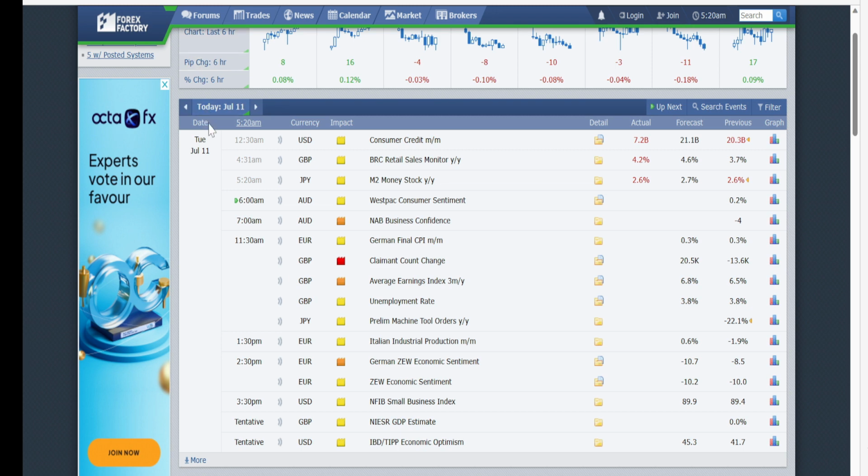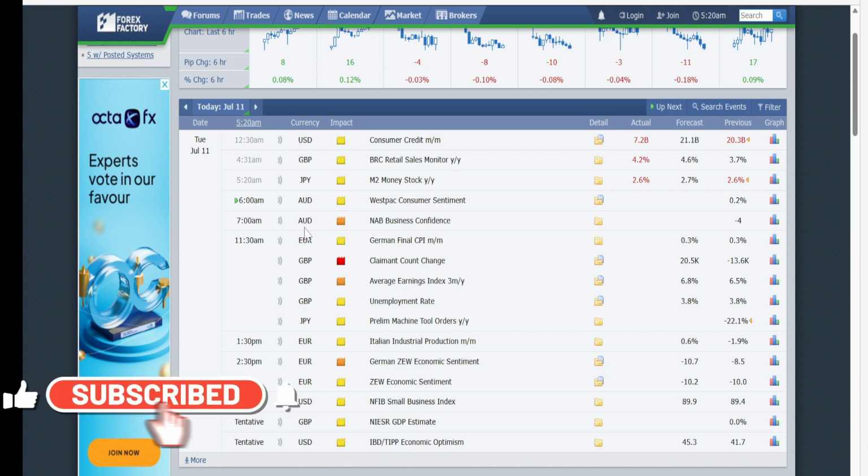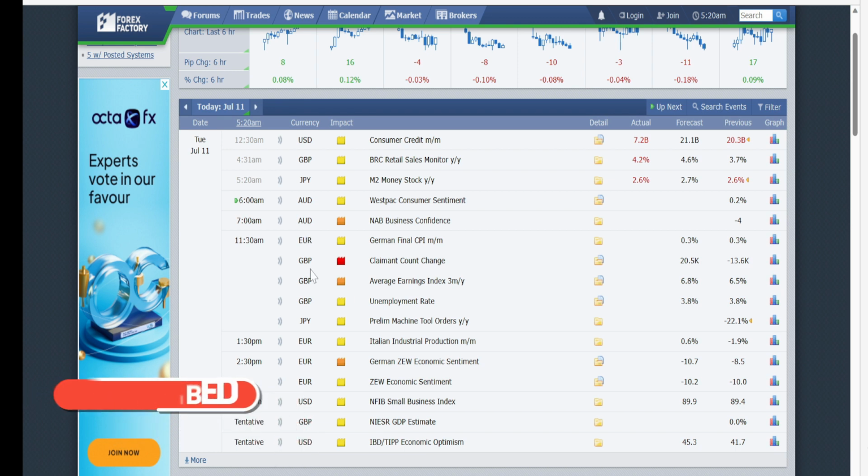Before that, when we look at the economical events plan for today, Tuesday, July 11th, at 7 a.m. we have medium impact news plan for Australian dollar related currencies, and at 11:30 a.m. we have high impact news and medium impact news plan for British pound related currencies. At 2:30 p.m. we have medium impact news plan for euro related currency. And today we don't have any high impact news for US dollar related currency pairs, so we can expect moderate volatility to continue in gold. Let us proceed with our gold analysis.